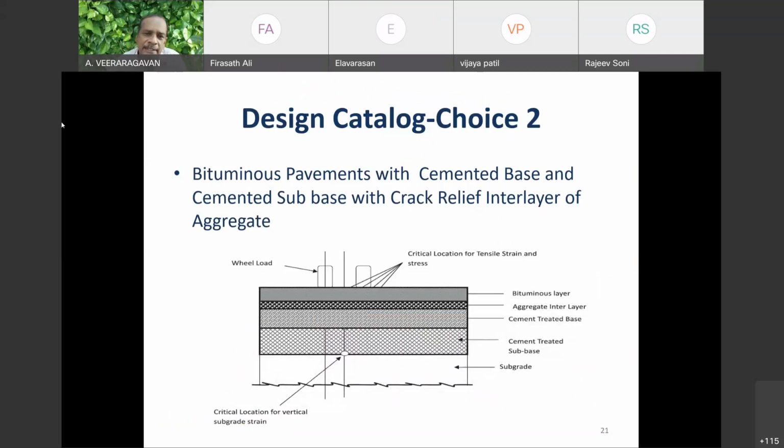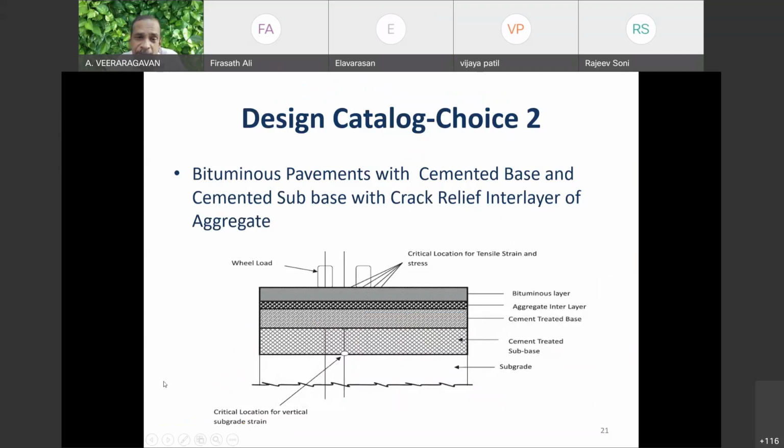So we brought that. This is a design catalog of the IRC. We say the cement treated base can happen. What is the issue here? You should know the problem and you should also know the solution. Then only you are a complete engineer. So you shouldn't say that I am not knowing this.